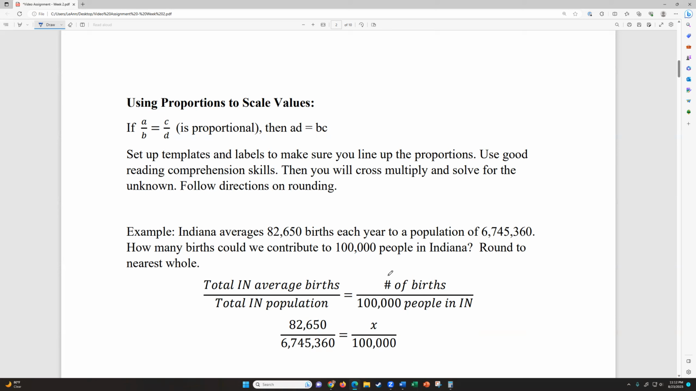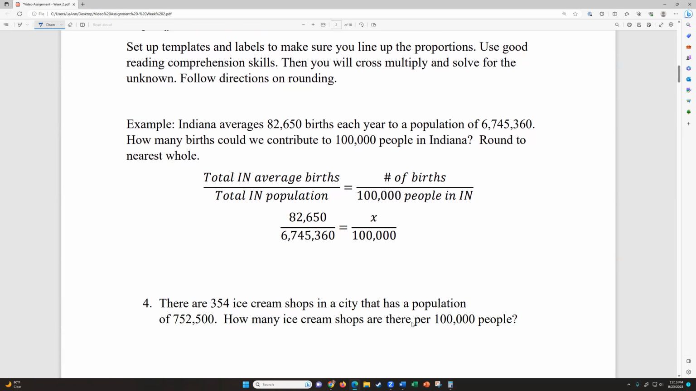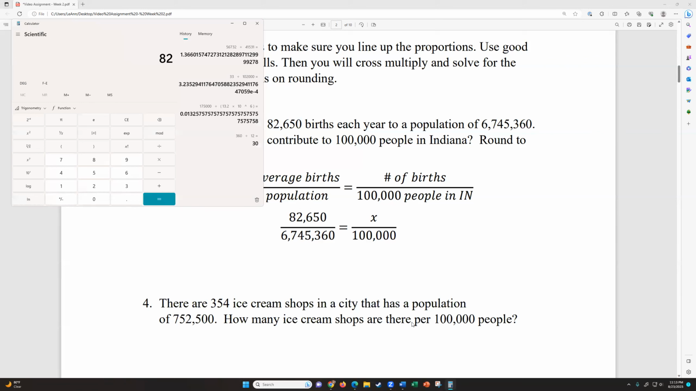We want to know how many of those births would be broken down if we scaled to just 100,000 people in Indiana. So notice I've got my number of actual births, total births for the state, total population, and I want to know how many births are going to be attributed to 100,000 people in the state. So if we go ahead and cross multiply that, so 82,650 times 100,000. Always do the diagonal with both numbers known first. Then we're going to divide, because this would be equal to this times this. So we divide by the 6,745,360 to solve for x.